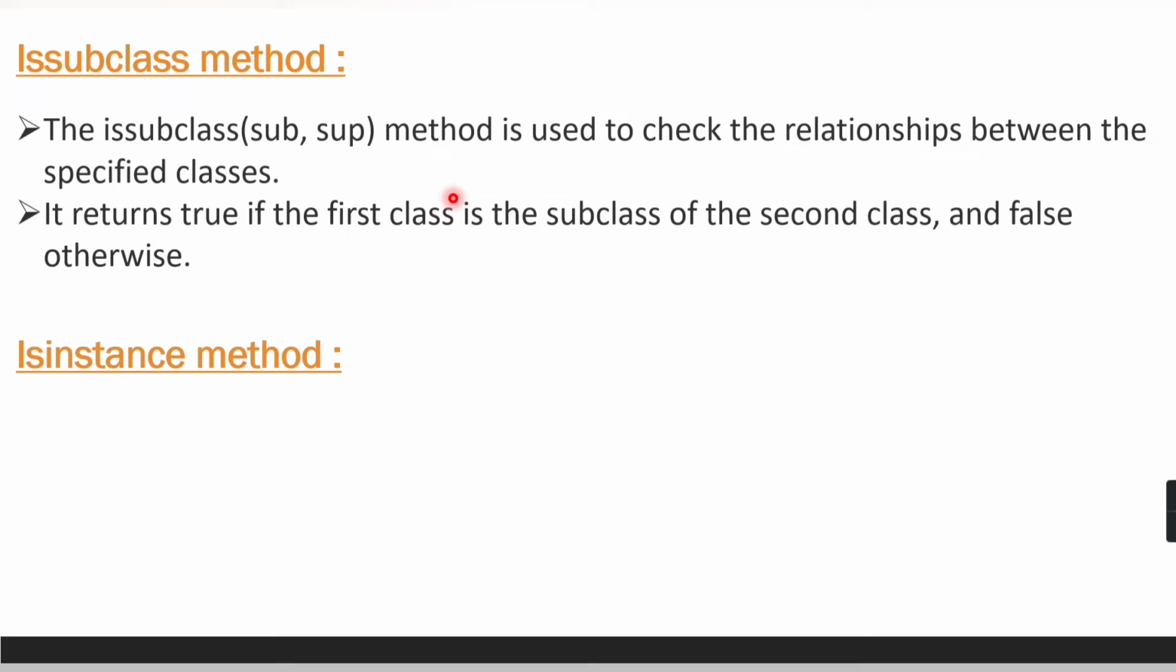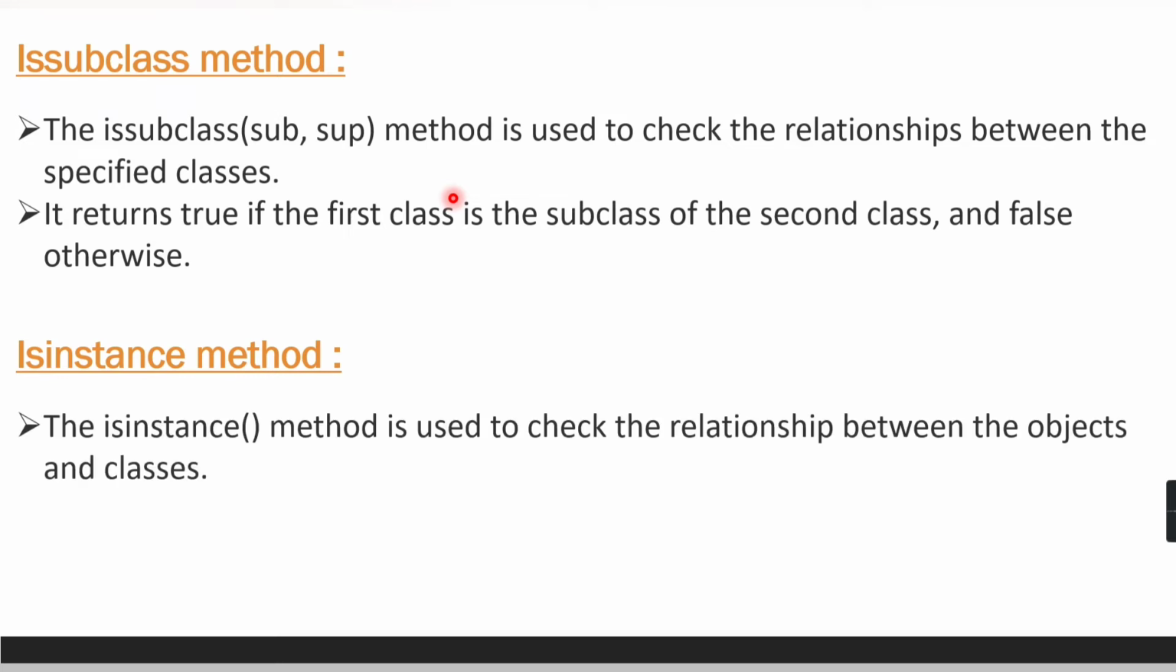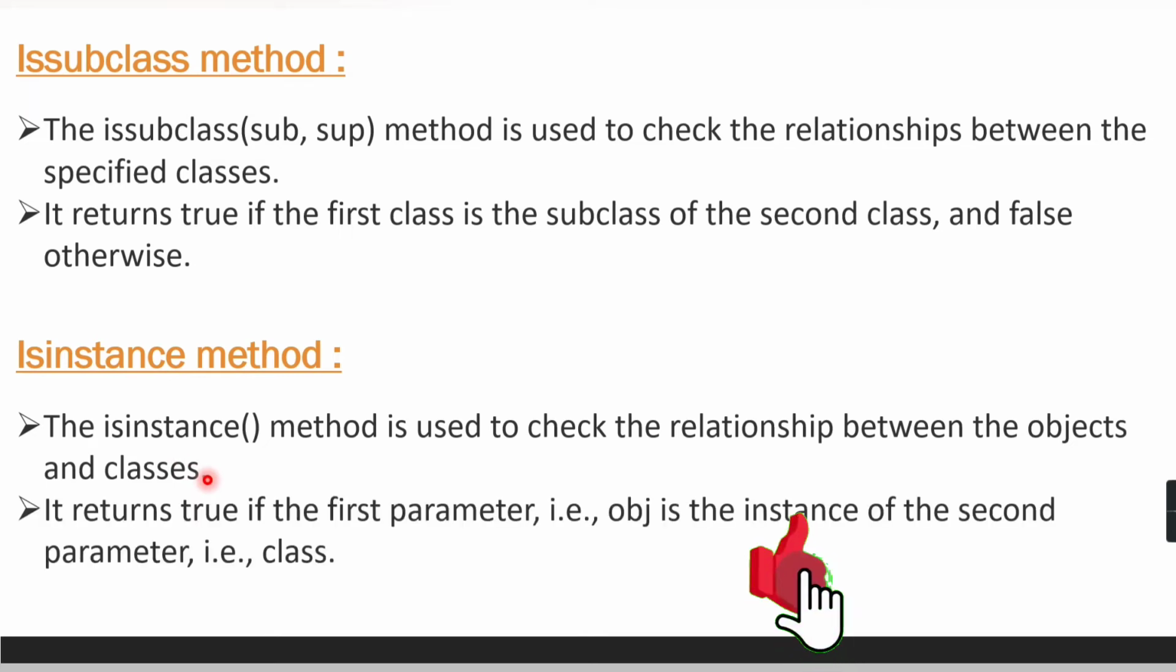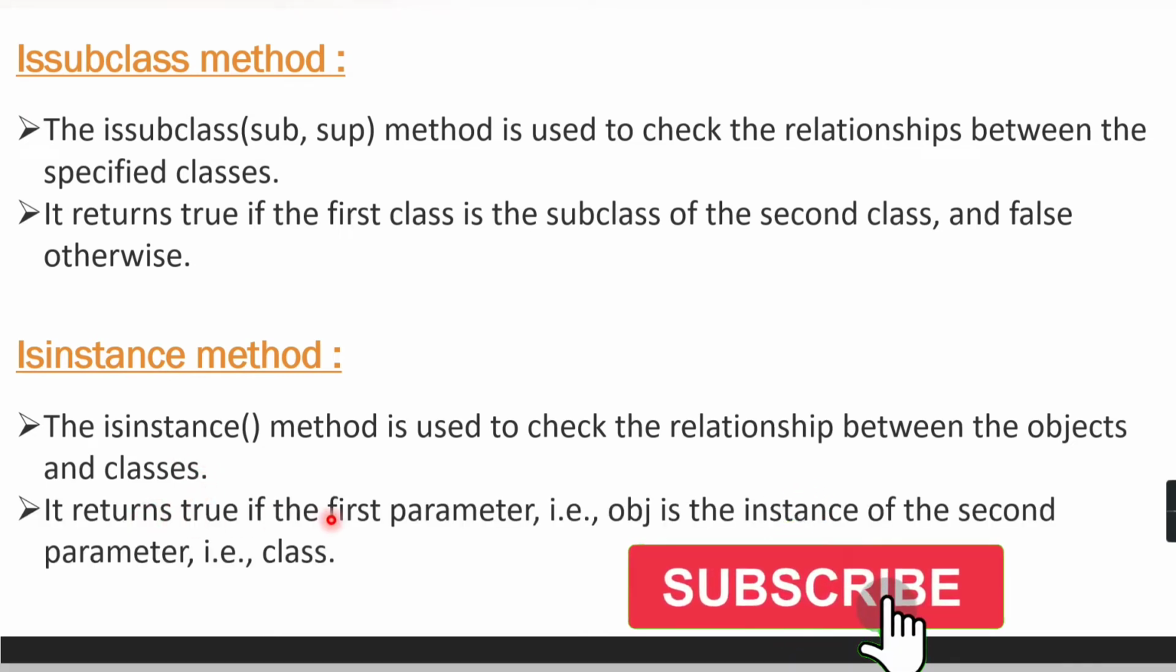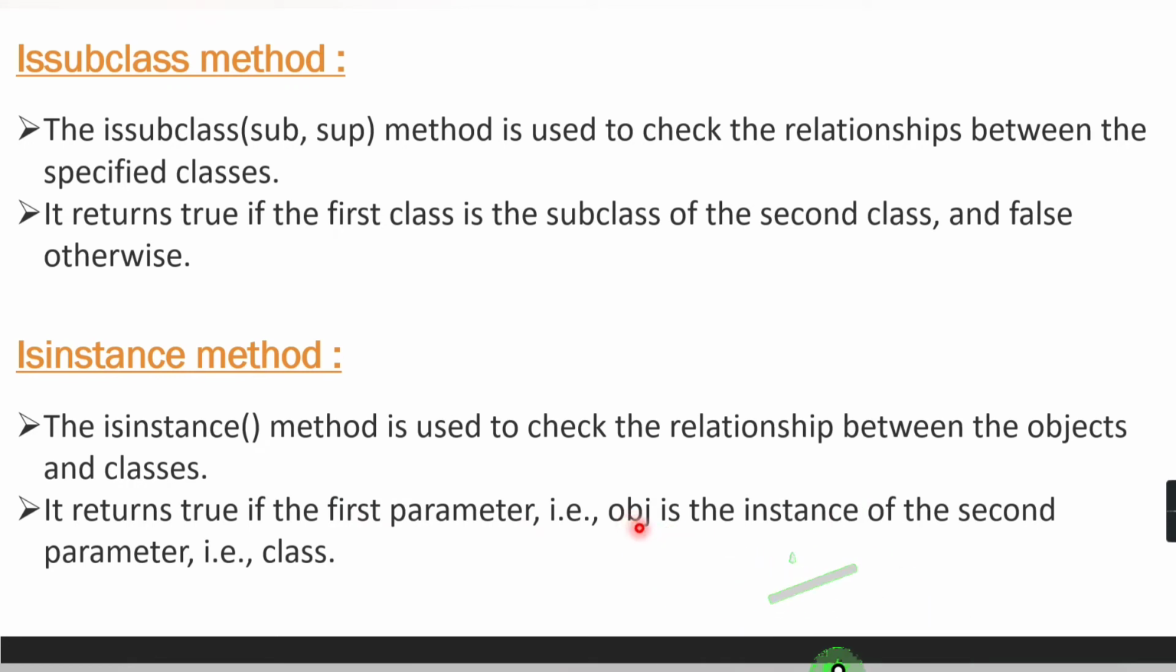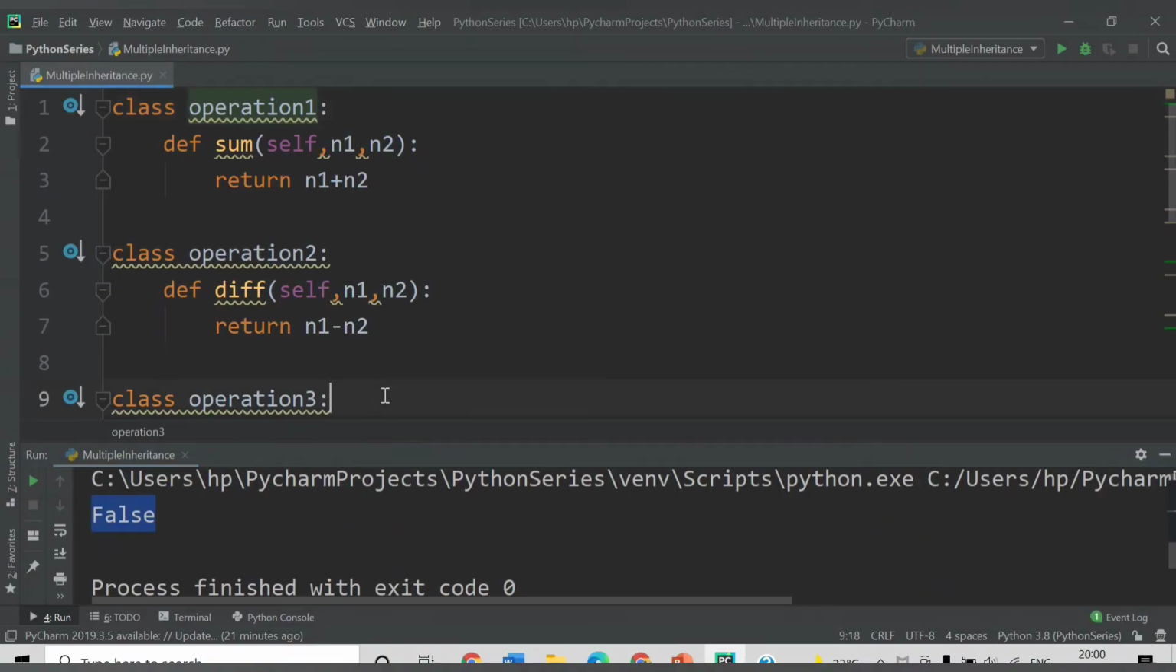The second method is the isinstance method. The isinstance method is used to check the relationship between the object and classes. The first method was checking the relationship between the classes, and isinstance is used to check the relationship between the objects and classes. It returns true if the first parameter object is the instance of second parameter class. Let me show you in a demo how we can make use of this isinstance method.